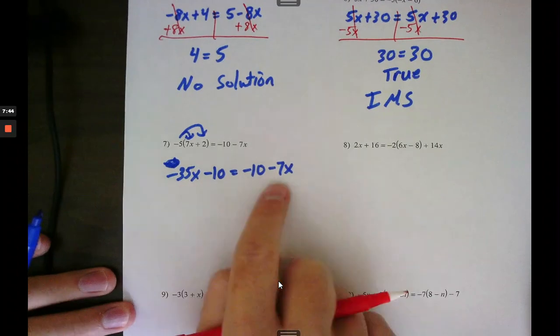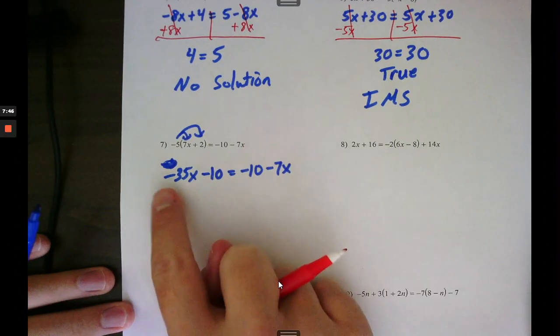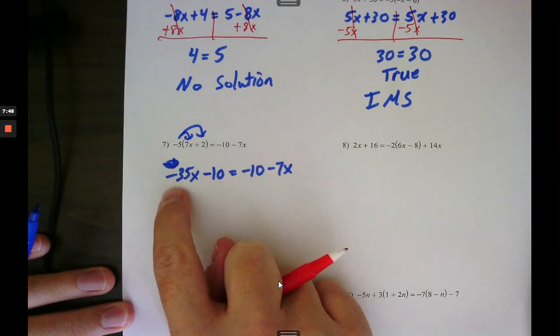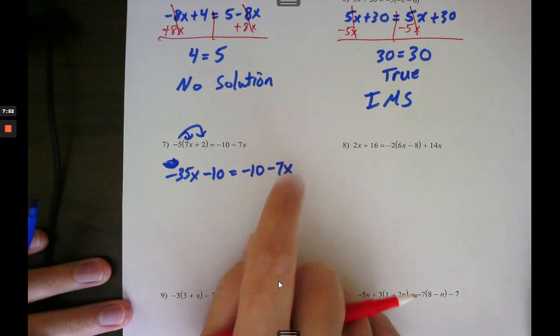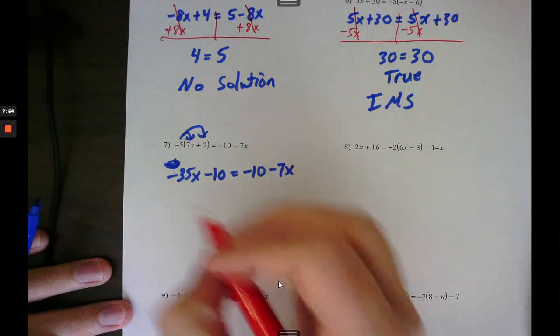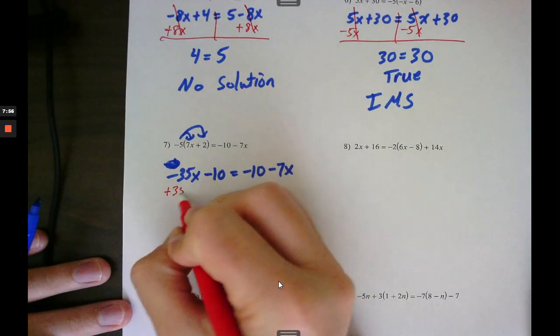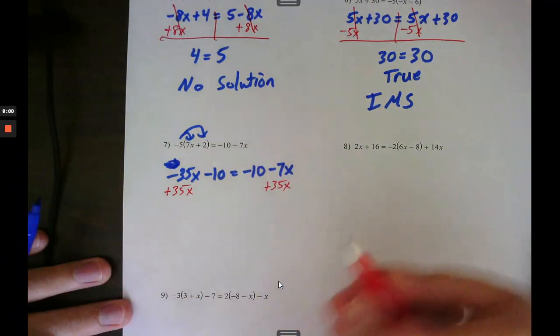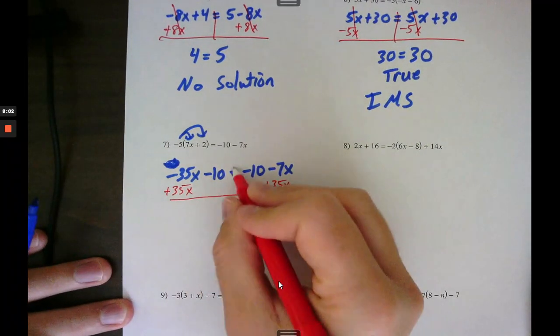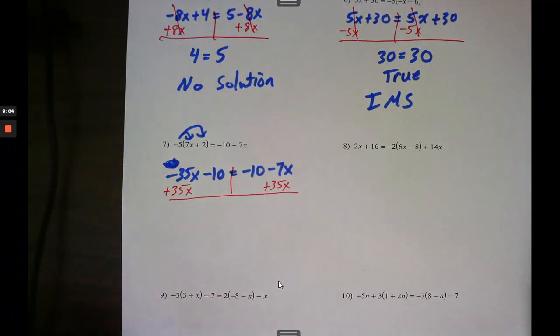I have two options here. I can either add 7x to negative 35x, or I can add 35x to negative 7x. I'm going to do it in a way that makes my coefficient be positive. So I'm going to add 35x. That's the first time I've moved the x's to the right side, but I'm doing it specifically to keep my variable with a positive coefficient.